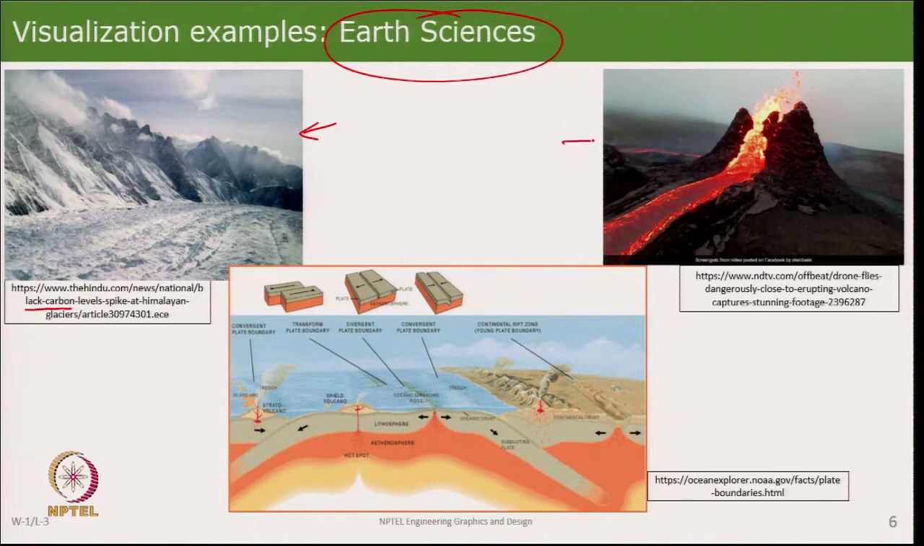The second example here is the other extreme of a volcano that has erupted, and this has been taken by a drone flying very close to the volcano, and you can see how molten lava is coming and flowing down and solidifying on the way.